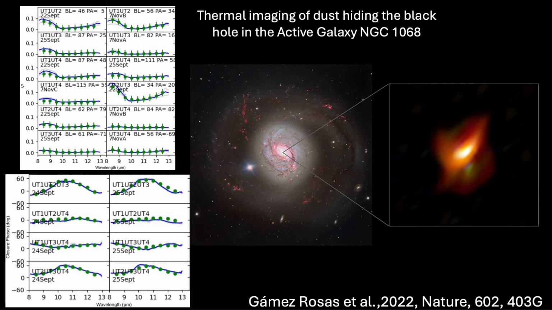MATISSE simultaneously measures 6 squared visibilities and 4 closure phase values. The squared visibilities measure the spatial extent of a target along the projected baseline, while the closure phase is a robust quantity, largely independent of atmospheric perturbations, used to investigate asymmetry or detect high-contrast companions in the source geometry.